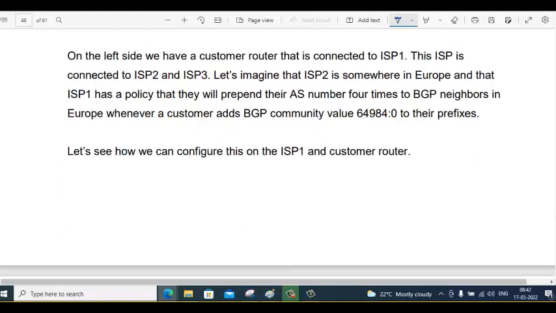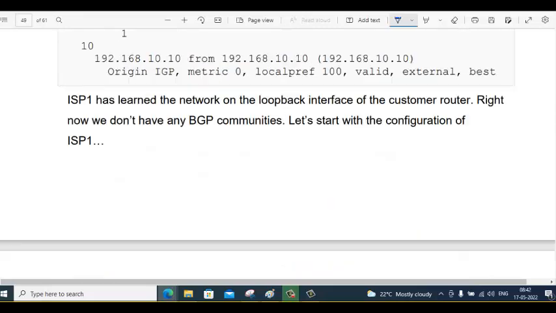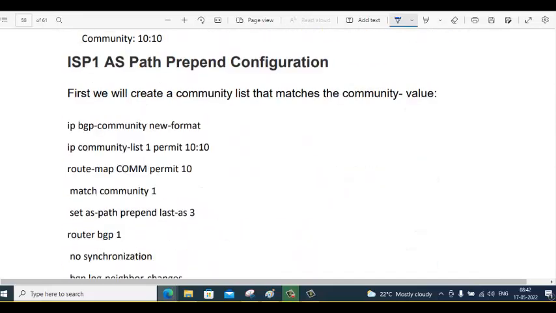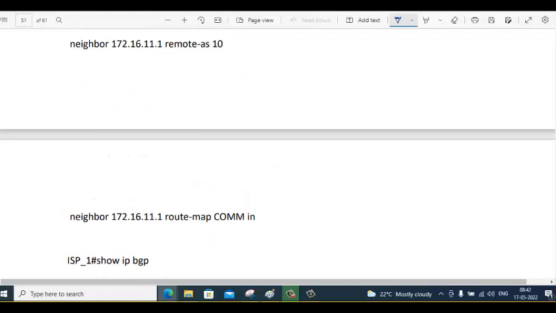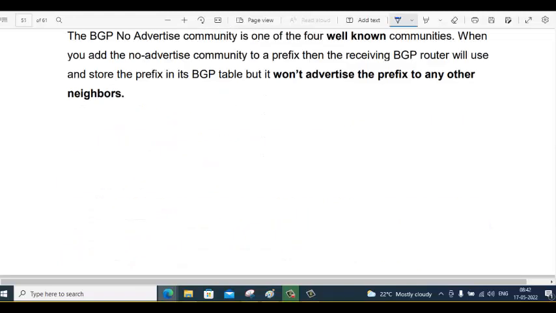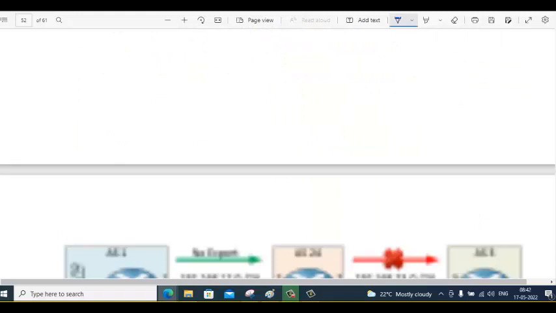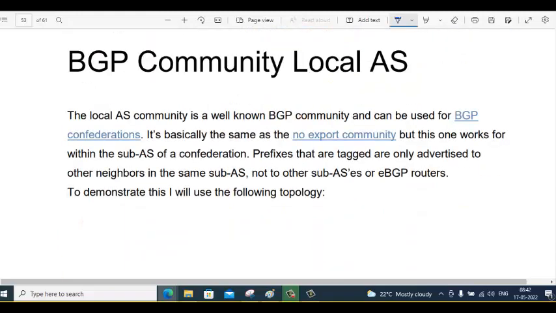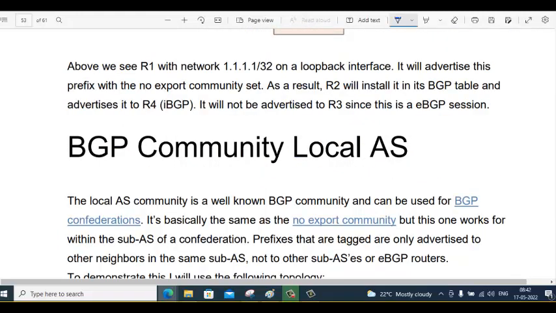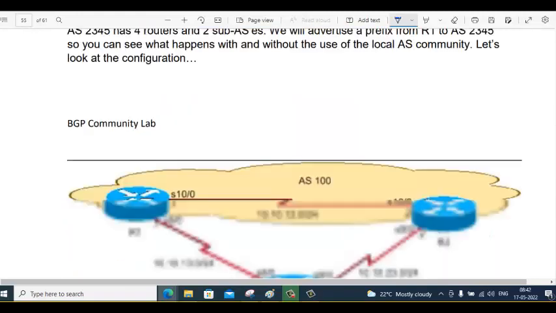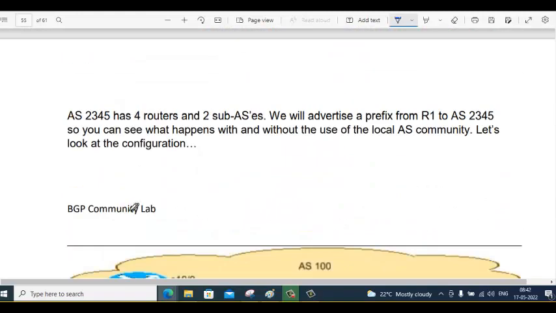Right, you can go through this. I'll send you this document immediately after this class, and we will do a lab on all this. Advertise, no expert. At last we will do another lab, the BGP Community Lab, on page number 55. We'll do the lab in the next class, not today.